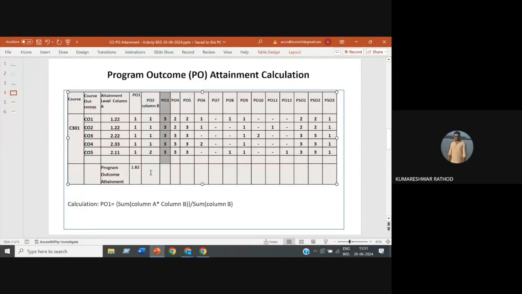So here it will be 1.22 into 1 plus 1.22 into 1 plus 2.22 into 1, 2.33 into 1, 2.11 into 2, right? And the sum of column B will now be 6. So the result is 1.86. Okay, so this way kindly complete all these entries. Complete this table. Take 2-3 minutes to complete this.